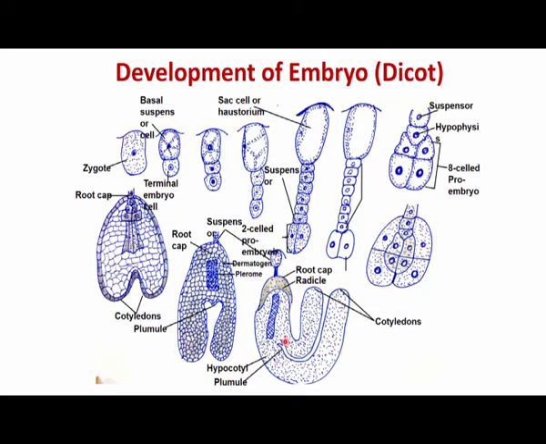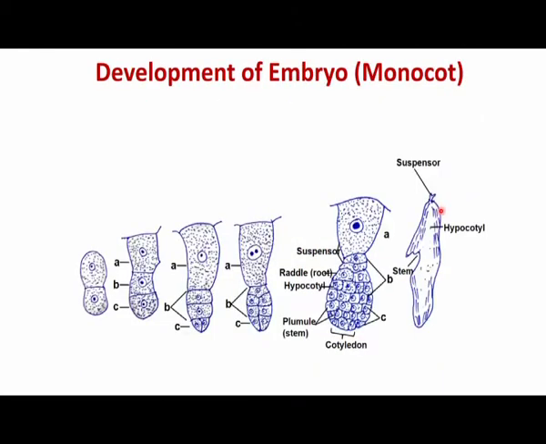So, this is the development of the embryo in the case of a dicot plant, or dicotyledon plant, whereas in the case of a monocot plant, or monocotyledon plant, the initial stages of embryonic development up to the 8 celled stage, the proembryo, are the same. The zygote to proembryo stage is always the same. After that there are a few changes. What are these changes?